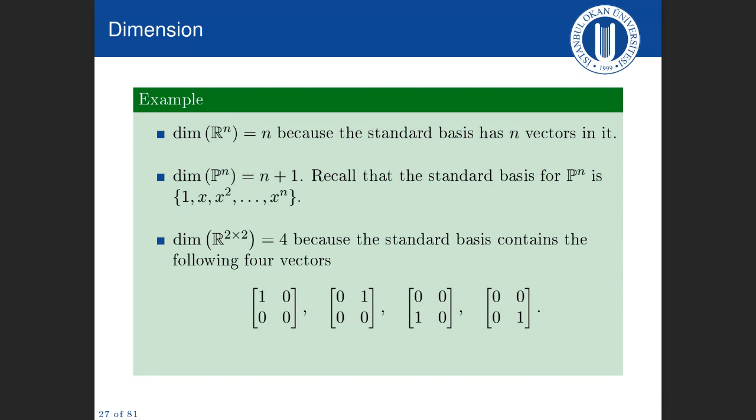And the dimension of R2 by 2 is equal to 4, because the standard basis contains the following 4 vectors. That's another reason why R2 by 2 is a very nice notation for the set of 2 by 2 matrices. We can easily see 2 by 2 is the same as 4. Similarly, the dimension of Rm by n is m multiplied by n.